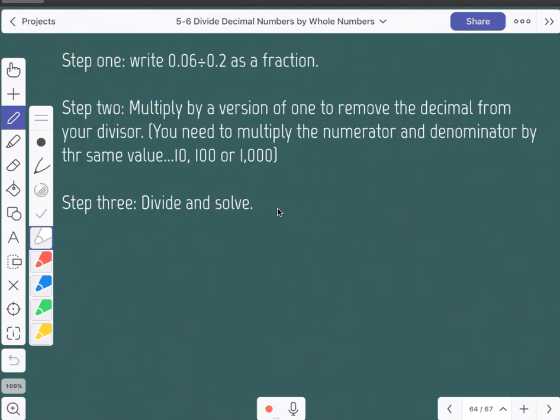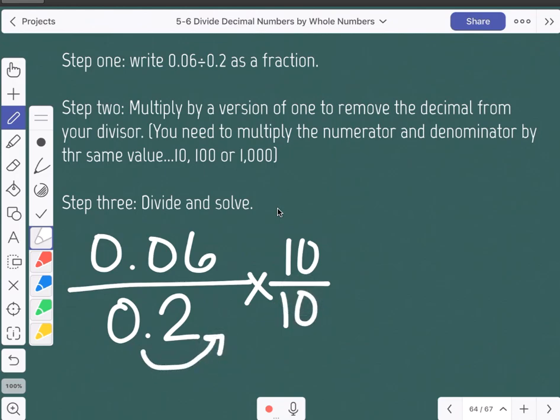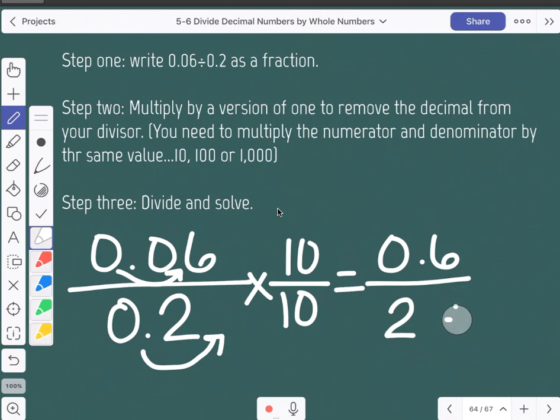First step, we wrote it as a fraction. We know the dividend goes on top. I think I'm saying it a lot because it's important and you have to know it. I keep repeating it because it's important. Then I multiply by a version of 1. In this case, it was 10 over 10 because I needed the divisor to move over one place value. So everybody moved over one place value. And lastly, I divided and solved. And I found out that my answer was 3. Pause and write them down.